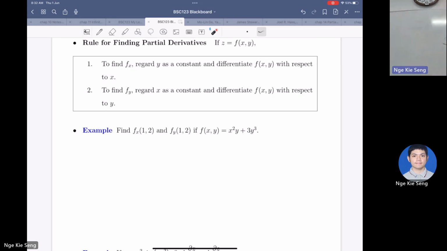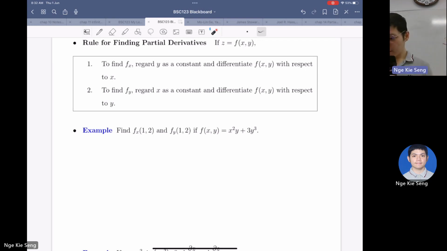So how to partially differentiate? There are two variables in your function. If you want to differentiate with respect to x, you need to treat the other variable as a constant, and then differentiate with respect to x. Similarly, if you want to differentiate with respect to y, you just treat x to be constant.